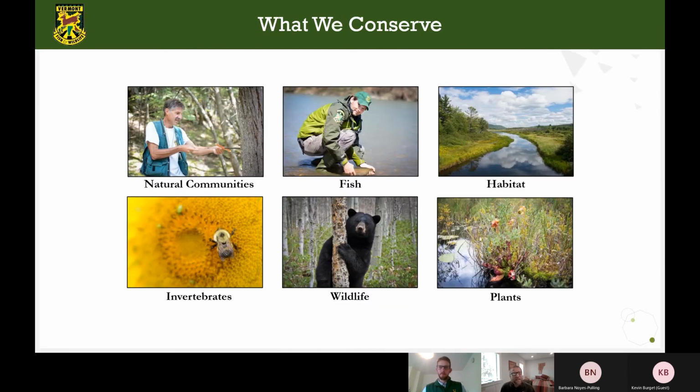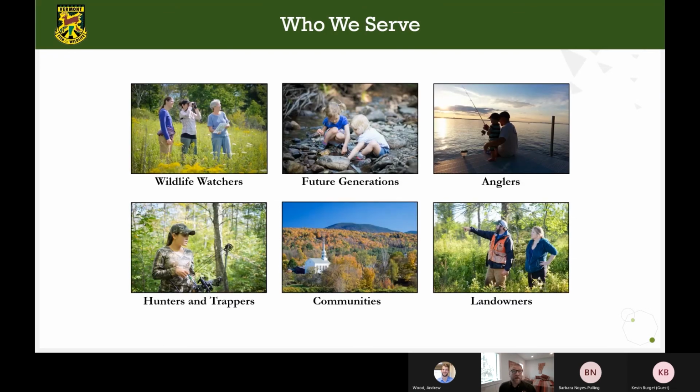It takes us into a lot of different types of conservation, from individual species of fish, wildlife, or invertebrates and plants, to habitats and natural communities. We conserve at a variety of different scales. The work of the department also involves a variety of different constituencies. While hunters, anglers, trappers, and landowners are certainly part of that core constituency, we also take very seriously our mission to serve future generations and whole communities, as well as wildlife watchers and recreationists of all kinds.